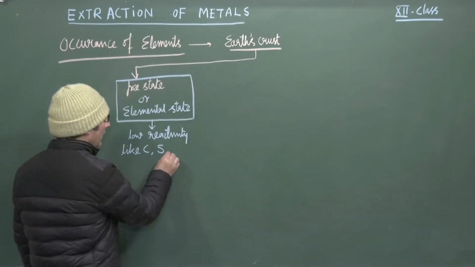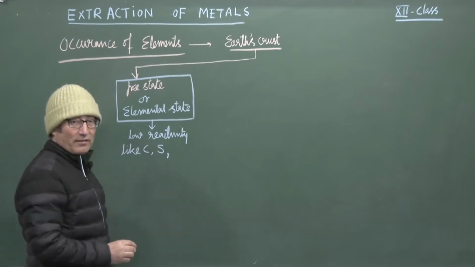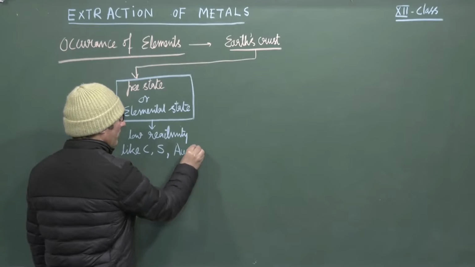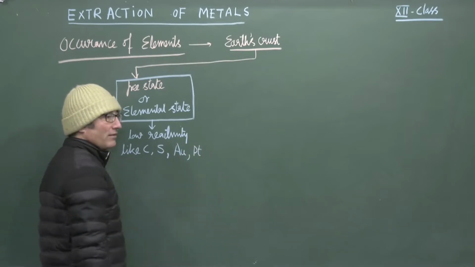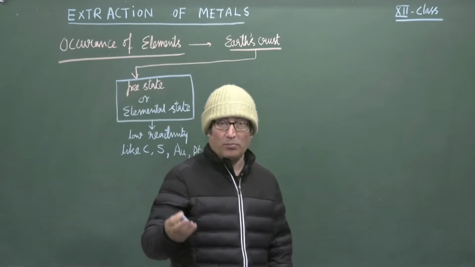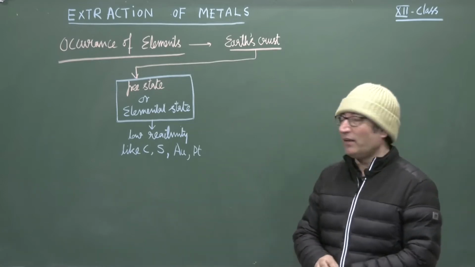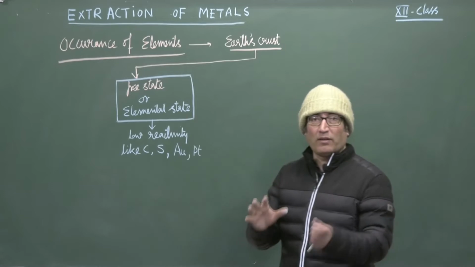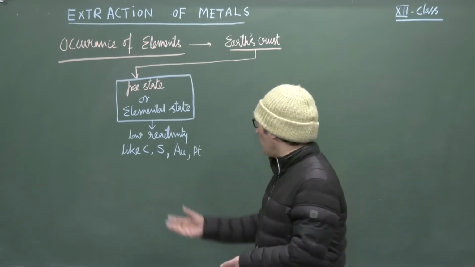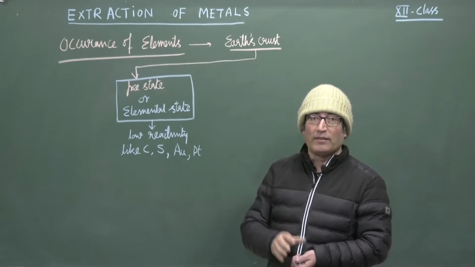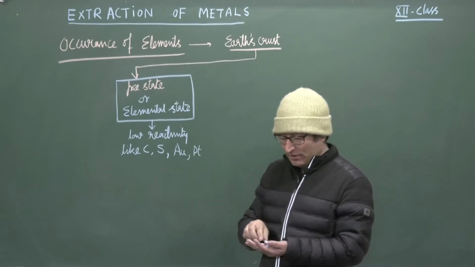Then there are highly precious metals. Metal like gold, Au, metal like platinum. These metals have low reactivity, very precious, you call them the noble metals. In the Earth's crust, they again exist in the elemental state. So there is a handful of elements, some non-metals and some metals, which because of their low reactivity exist in nature in the elemental state.